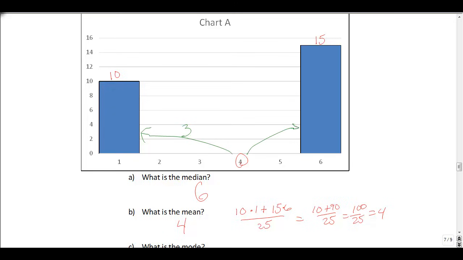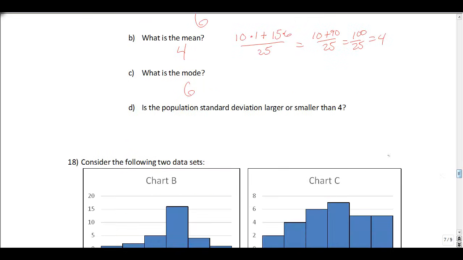From 4 to 6, that distance is 2. So the furthest any element of the set is from the mean is 3. That's going to mean that our standard deviation can be at most 3. So I'm going to expect it to be somewhere between 2 and 3, some kind of funny average of 2 and 3. And that means that the standard deviation, larger or smaller than 4, must be smaller than 4 here. So it's somewhere between 2 and 3.